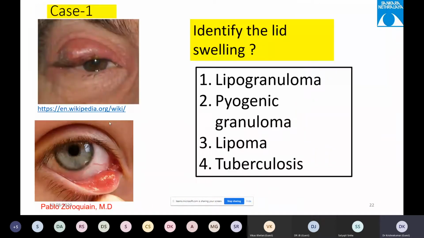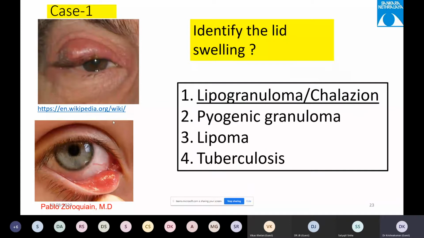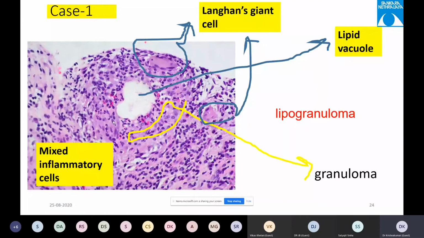And now come to the lid. Lid, what do you think is the lid swelling? There are four answers. Is it lipogranuloma, pyogenic granuloma, lipoma, or tuberculosis? The answer is lipogranuloma or chalazion. What is that? You find a central lipid vacuole, you find a granuloma, and you find Langhans type giant cells. And you find these are all mixed inflammatory cells. This is lipogranuloma, which is very diagnostic of chalazion.